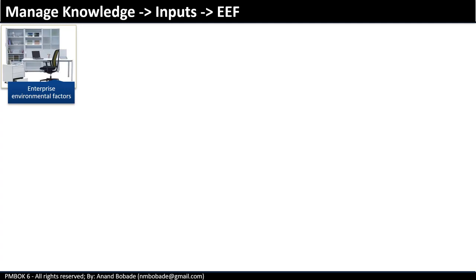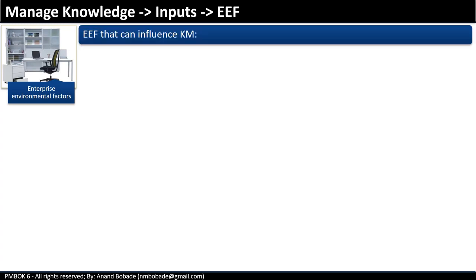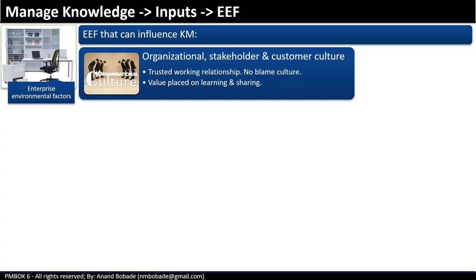Enterprise environmental factors can play an important role in managing knowledge. Important enterprise environmental factors that can influence knowledge management are organizational, stakeholder, and customer culture, like trusted working relationships, a no-blame culture, and value placed on learning and sharing. Remember, during the introduction, we discussed that one of the most important parts of knowledge management is creating an atmosphere of trust so that people are motivated to share their knowledge.